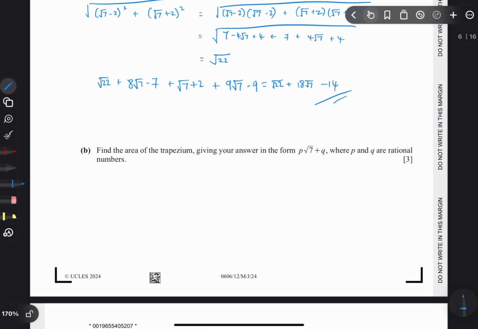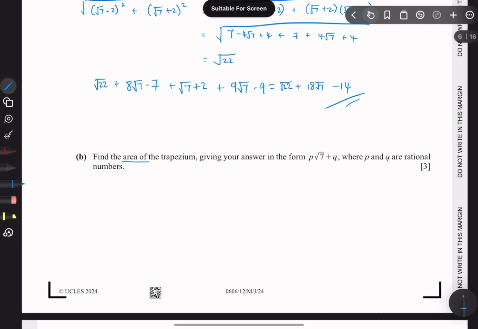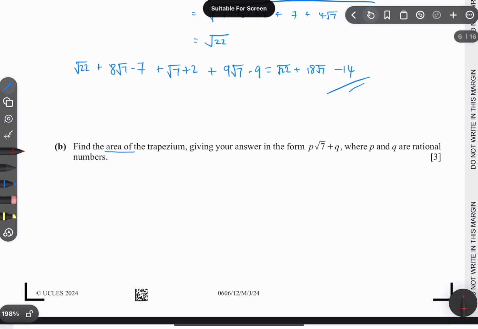Part B, find the area of the trapezium, giving your answer in this form, where P and Q are rational numbers. So first of all, we need the area of the trapezium. For this, we need the formula, which is a plus b over 2 times height.